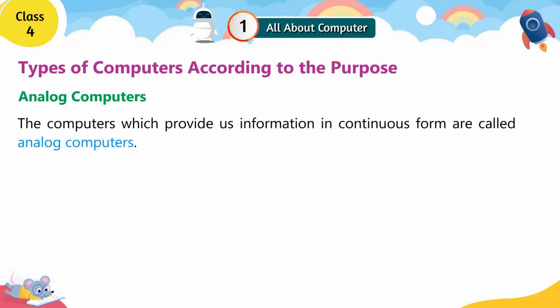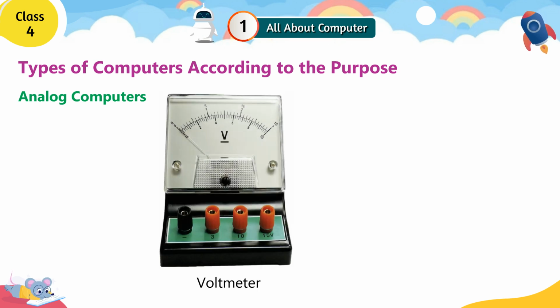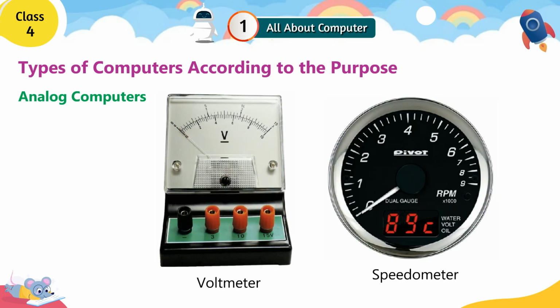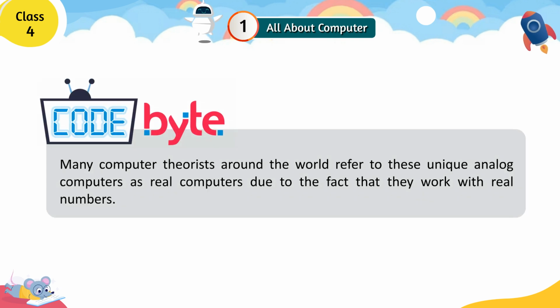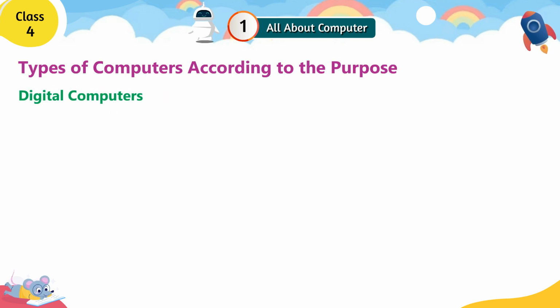Analog computers. The computers which provide us information in continuous form are called analog computers. Examples: voltmeter, speedometer. Code byte. Many computer theorists around the world refer to these unique analog computers as real computers due to the fact that they work with real numbers.